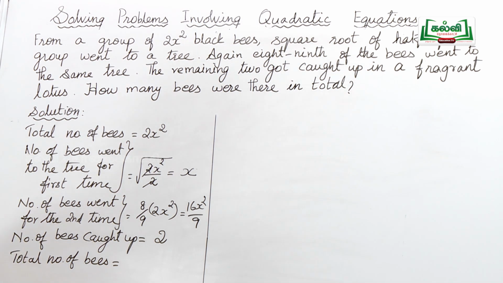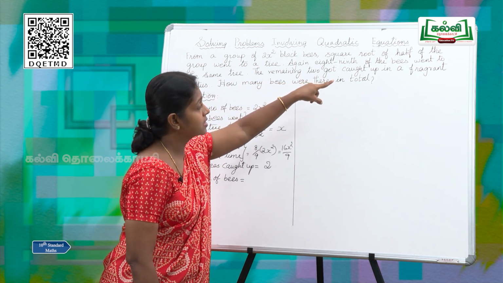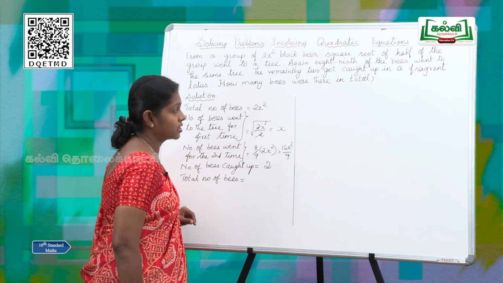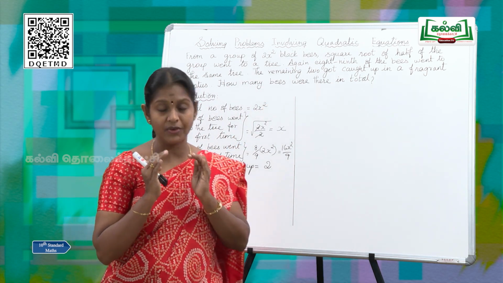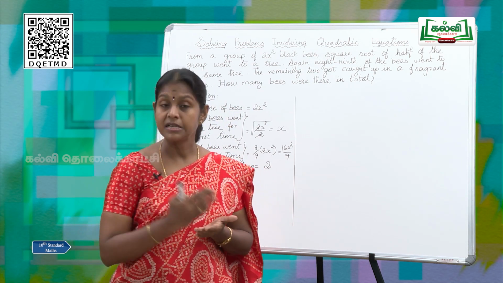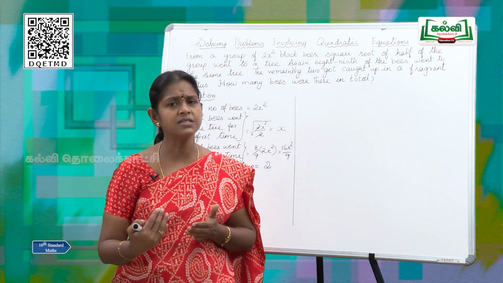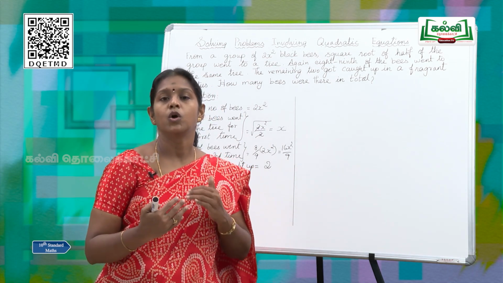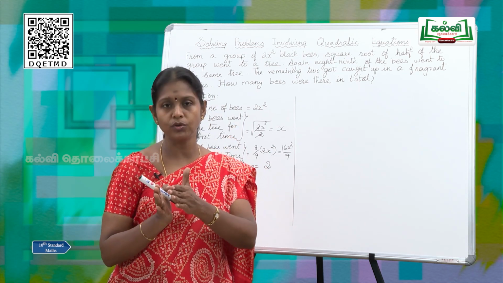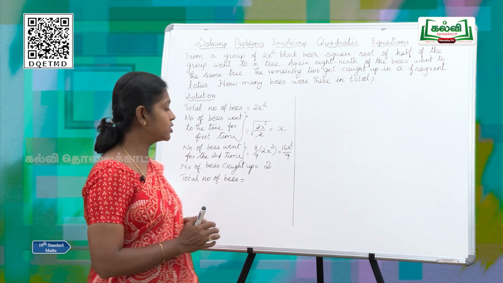How to make it? Listen. The remaining 2 were caught up in a fragrant lotus. How many bees were there in total? Actually, some total number of bees were there. From that total number of bees, the first time some bees went to the tree, the second time some more bees went to the tree, and the remaining 2. That means if you add up the bees which went to the tree and the remaining bees, definitely it will be equal to the total number of bees, no? So, that is the clue.